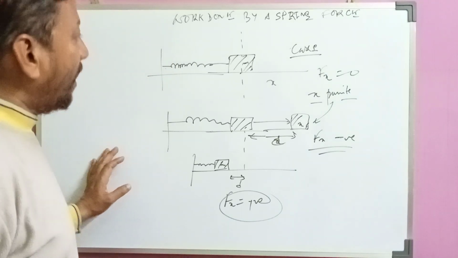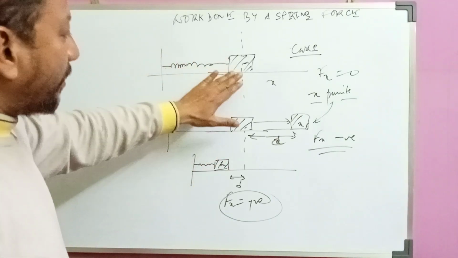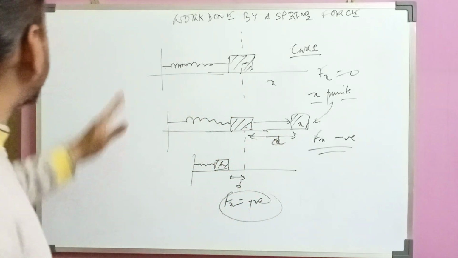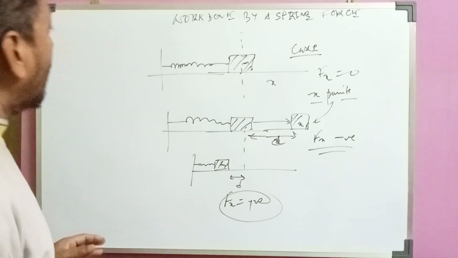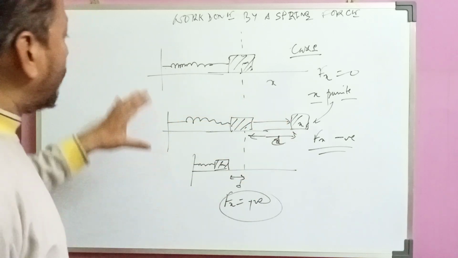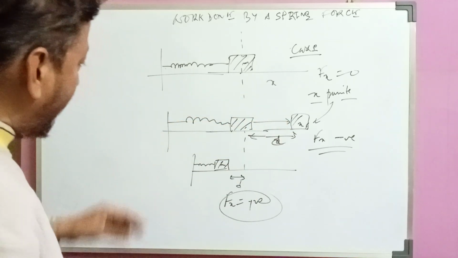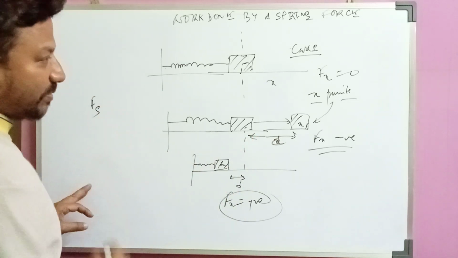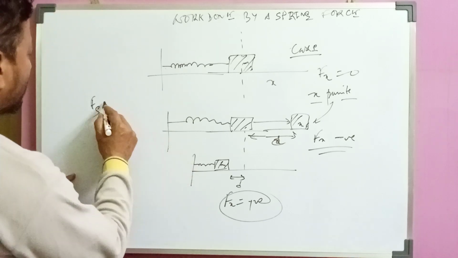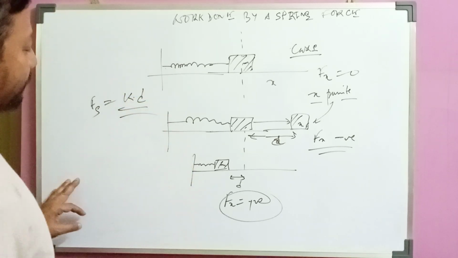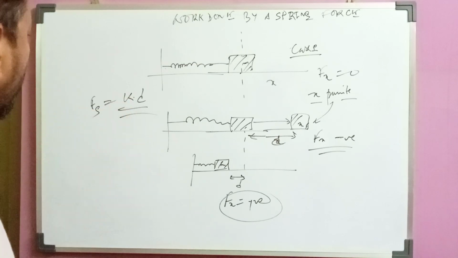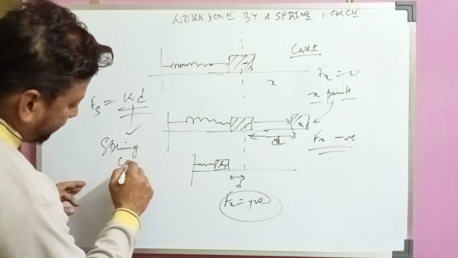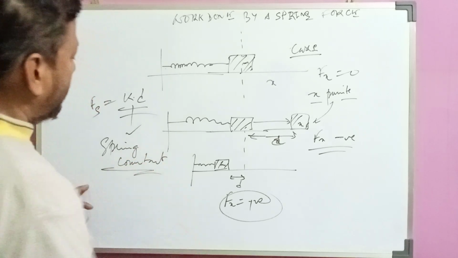Now, from these three scenarios: rest, stretched, compressed. From these three scenarios, what did we get? We got the definition of the force, and if we have the distance, we get the force of the spring. What will the distance be? F equal to k, and what is this k? The spring constant.